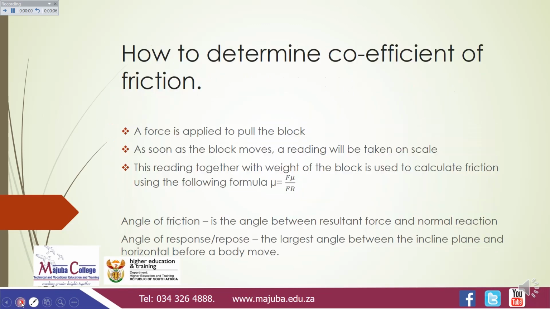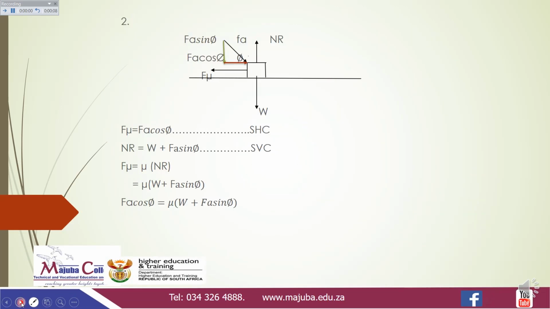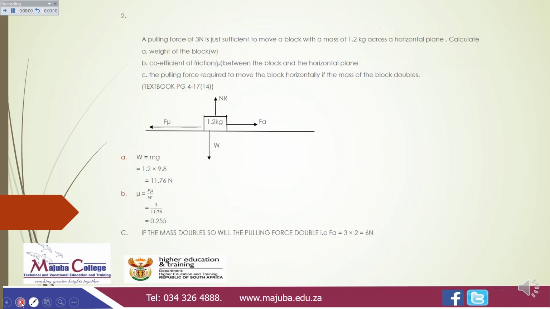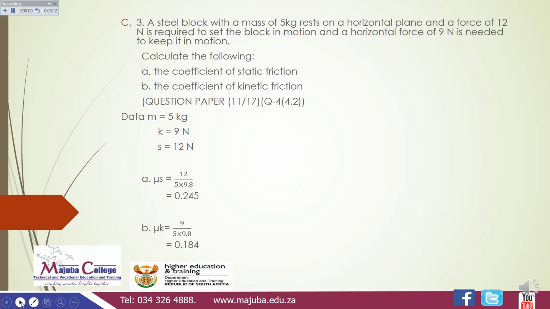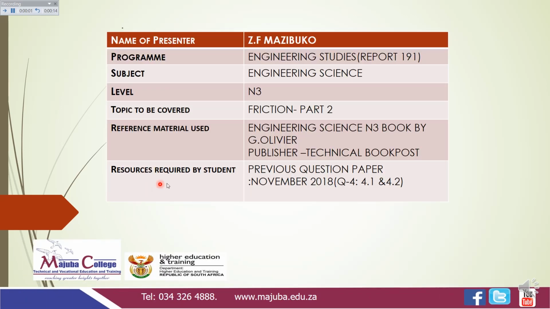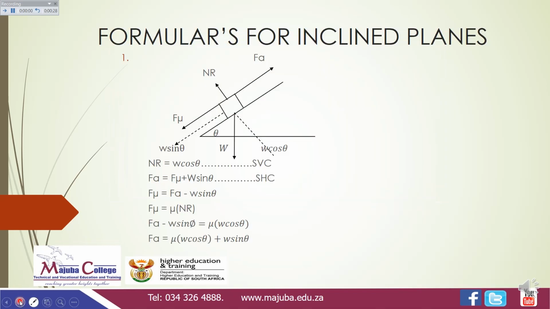Let's continue with Engineering Science N3 for Report 191. And we are going to do Module 4, which is Friction, Part 2. We're going to use the same book as we used before, Engineering Science N3 book by G. Olivier, and the previous question paper for November 2018. Let's continue with deriving the formulas for the incline planes.